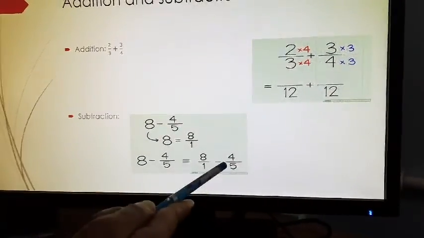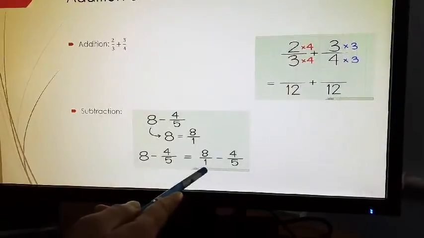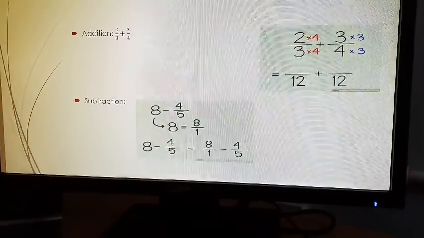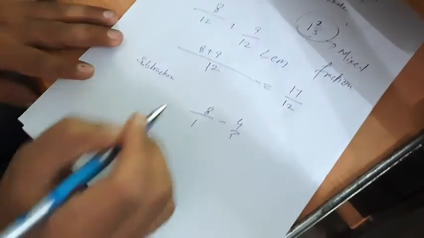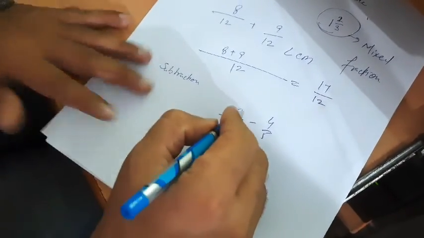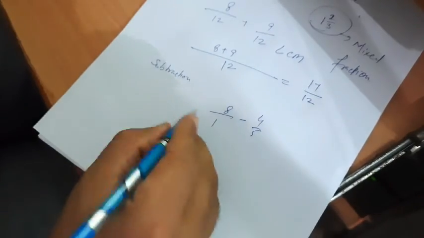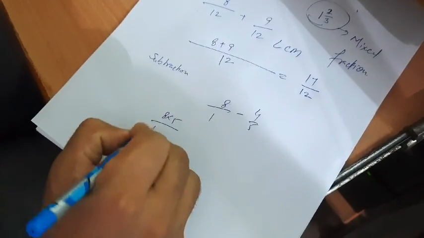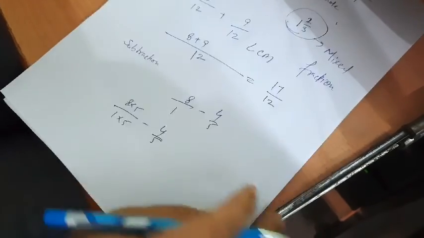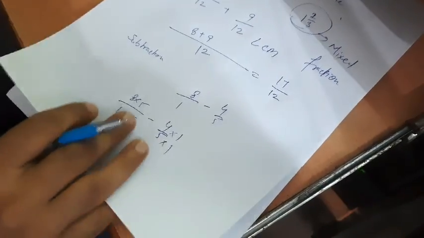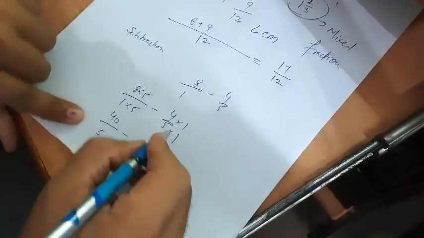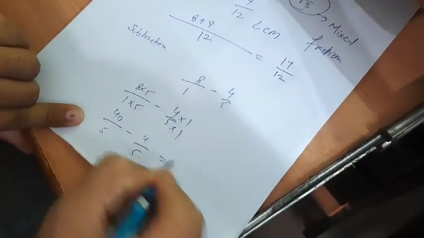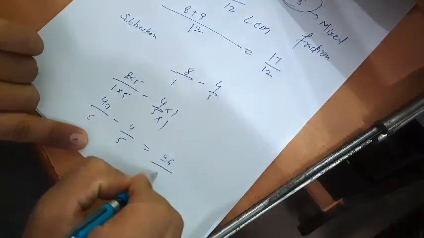So as we know, 5 and 1 are not similar, so firstly we have to make them similar. So multiply the 8 and 1 by 5. If we multiply by 5 the numerator of the 8 and the denominator, then it will be 8 times 5 divided by 1 times 5 minus 4 by 5. 8 5s are 40 divided by 5 minus 4 divided by 5, this will be 36 over 5.